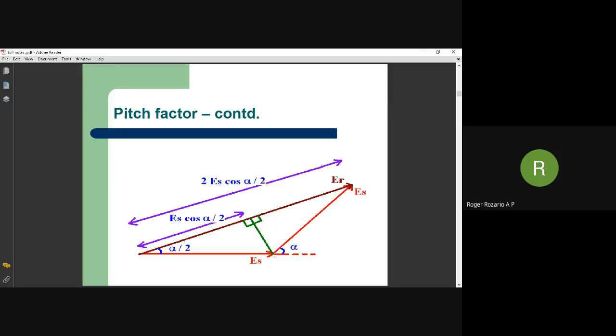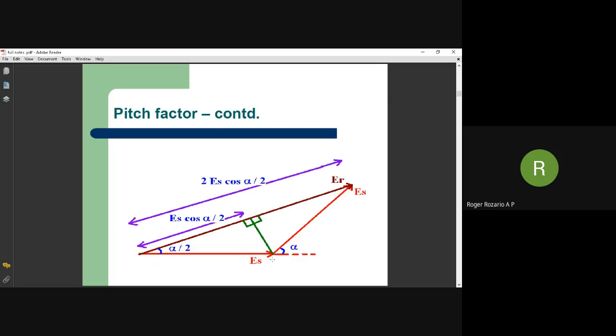So you draw a perpendicular from this point, the green color line. Take this triangle. If this angle is alpha, this angle is alpha by 2 by the property of triangles. This is alpha by 2. You take this triangle. Find out what this distance is. So this is the adjacent side. This angle is alpha by 2. This green color line is the opposite side, and this side is the adjacent side.